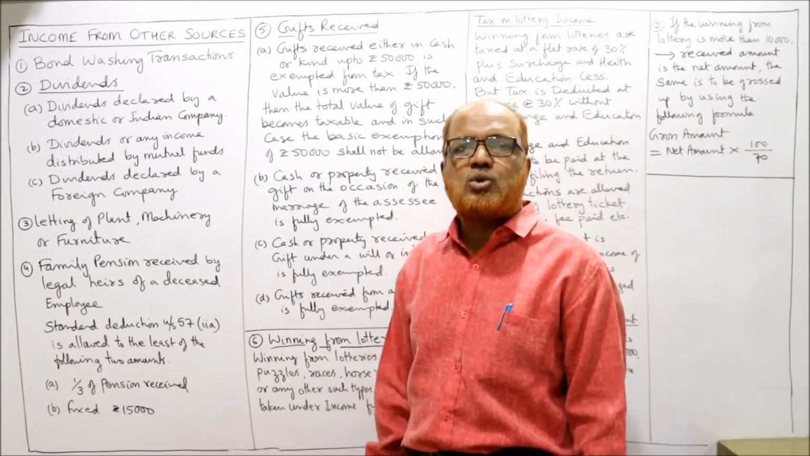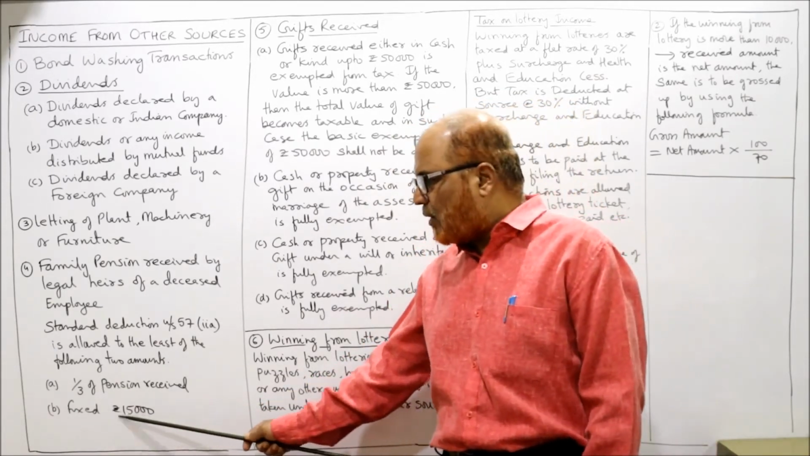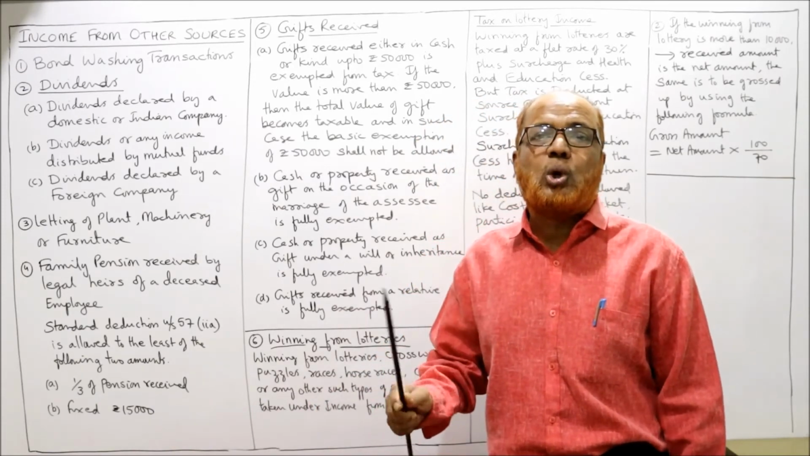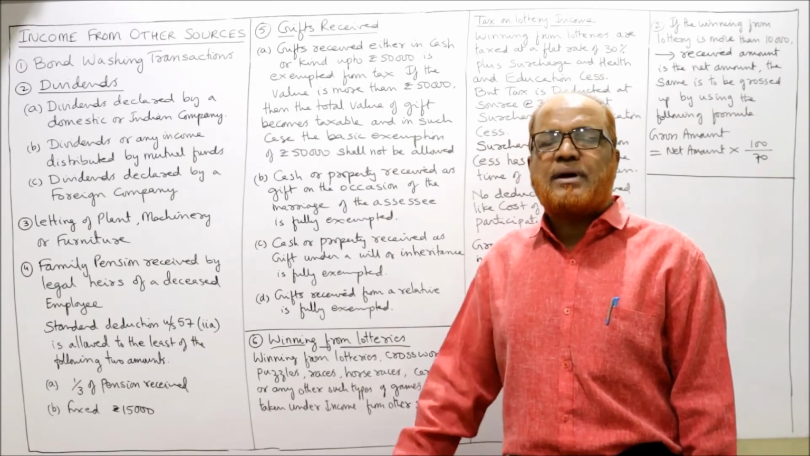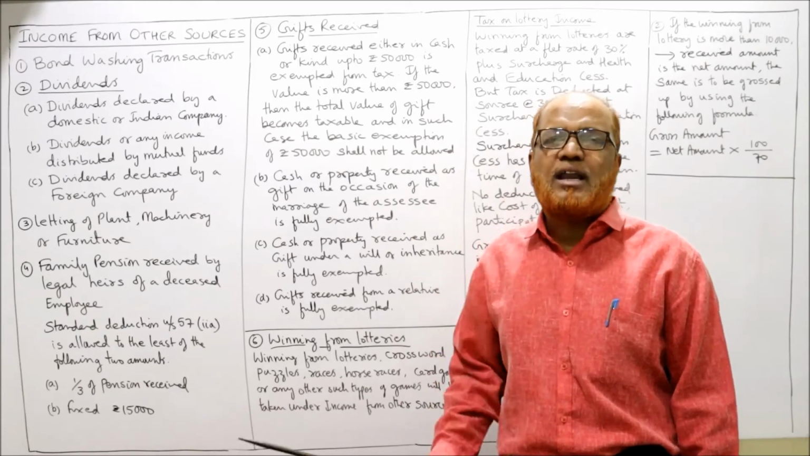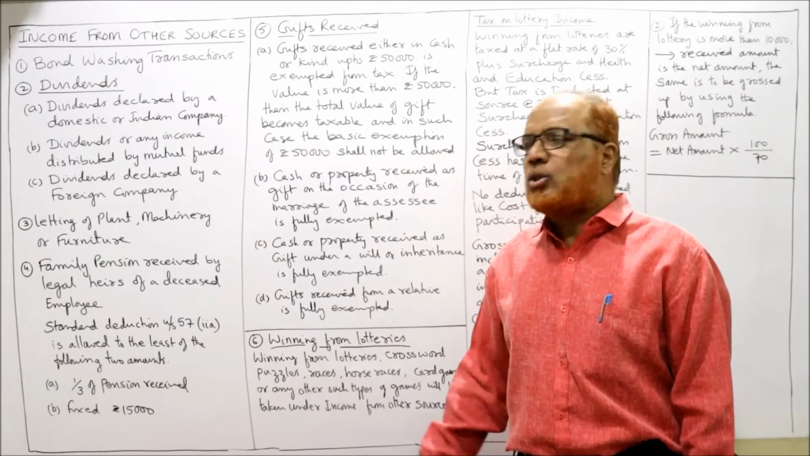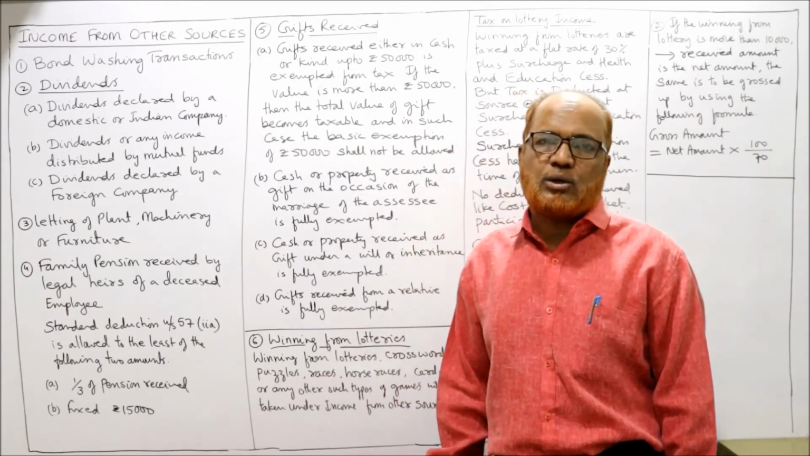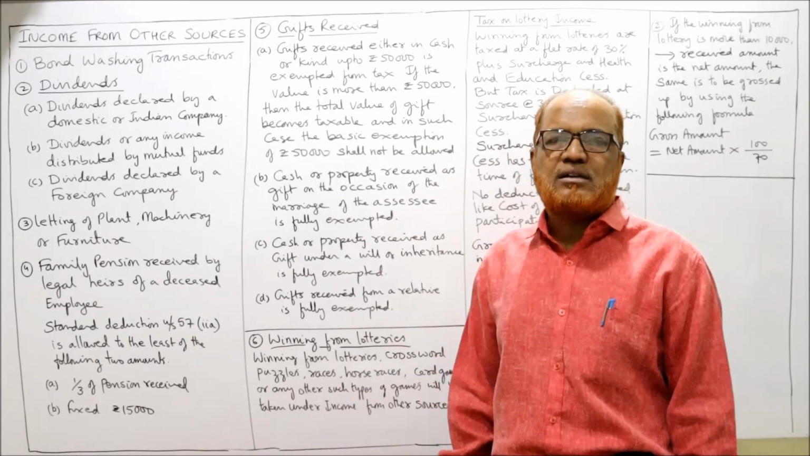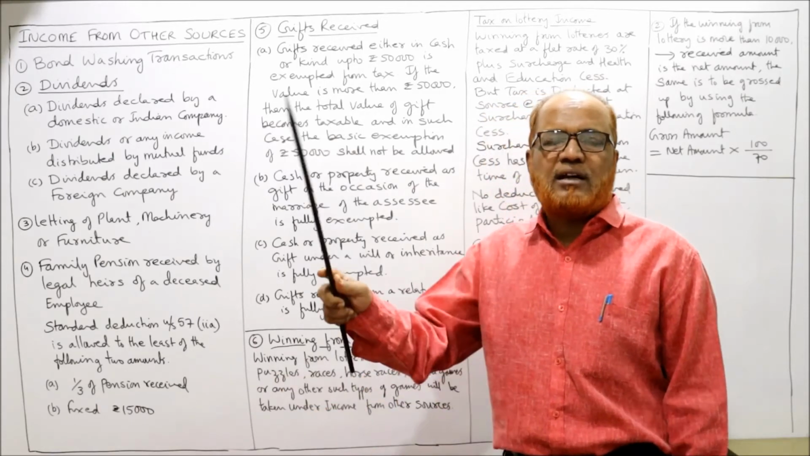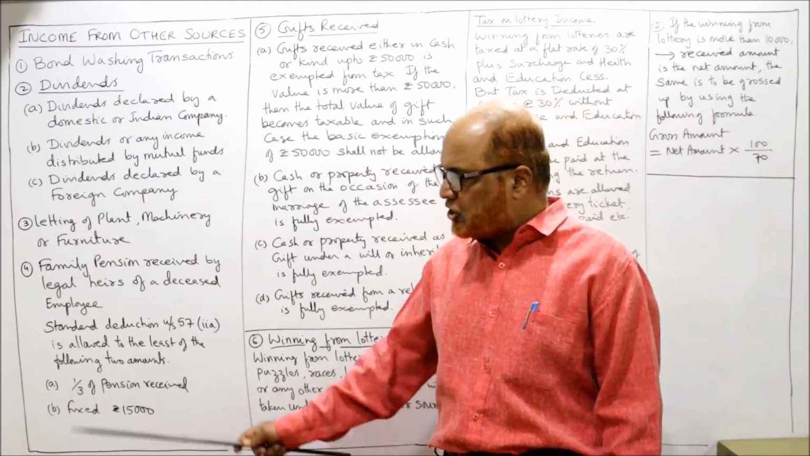The deduction is the lesser of the following two amounts: 1/3 of pension received or a fixed amount of 15,000. Whichever is lower will be allowed as deduction. Example: if an assessee receives 90,000 rupees as family pension during the year, 1/3 of 90,000 is 30,000. 30,000 or 15,000, whichever is least. 15,000 is least, so 15,000 will be deducted. So 90,000 minus 15,000, the remaining is taxable family pension.